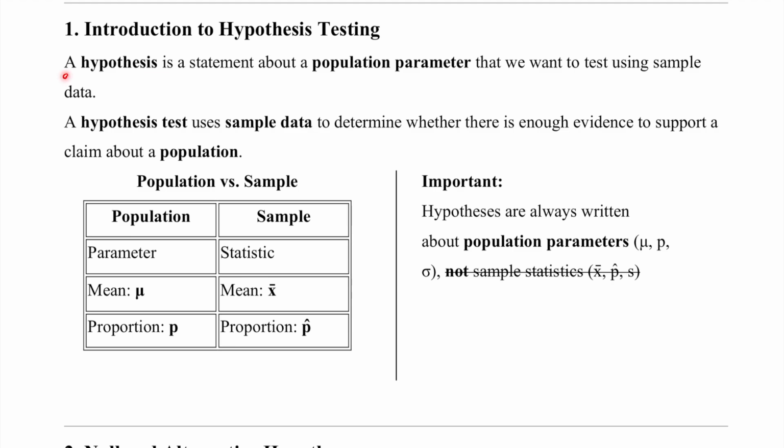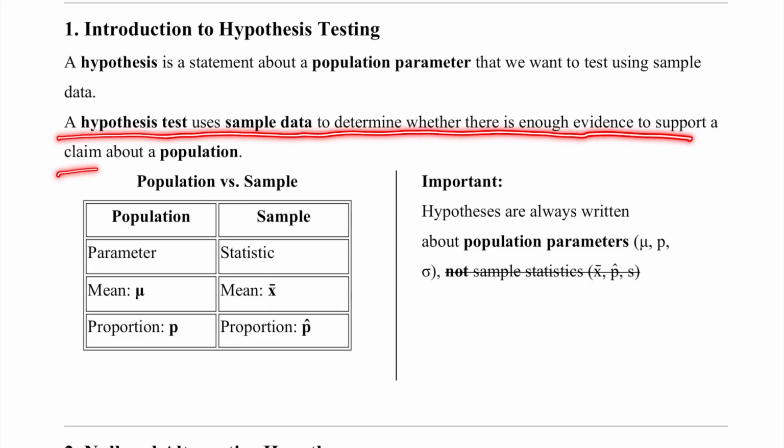A hypothesis is a statement about a population parameter that we want to test using sample data. A hypothesis test uses sample data to determine whether there is enough evidence to support a claim about a population. Notice that we are making a conclusion about the population, even though we only collect data from a sample.